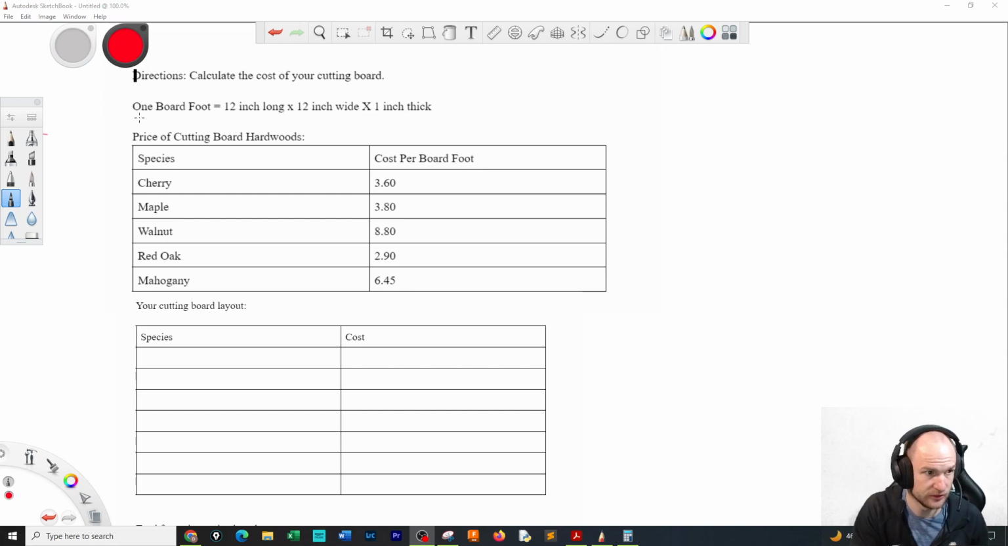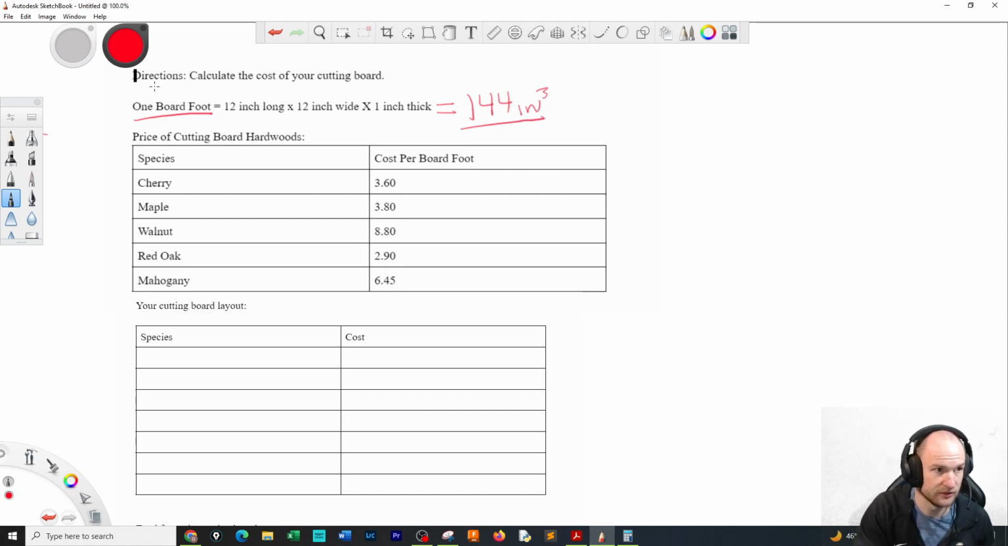So the first thing we've got to do to find out what a board foot is, is look at what one board foot is. One board foot is 12 inches long by 12 inches wide by 1 inch thick. If we do the math, 12 times 12 times 1 gives us 144 inches cubed. This is a very important number to remember. In fact, it's so important, I'm just going to leave it over here by itself, and I'm going to change my pen color. Let's go to blue.